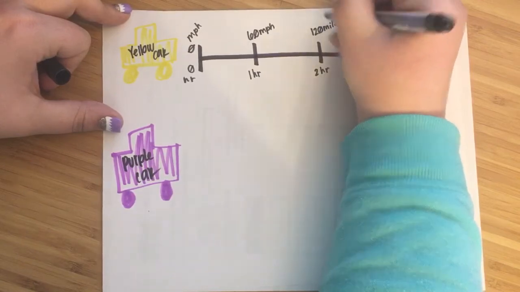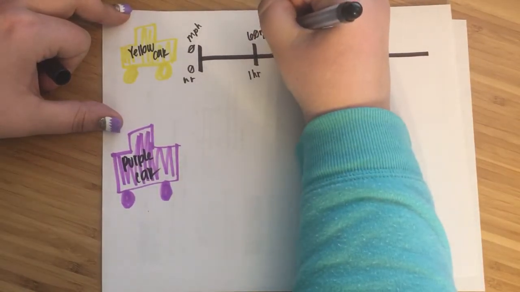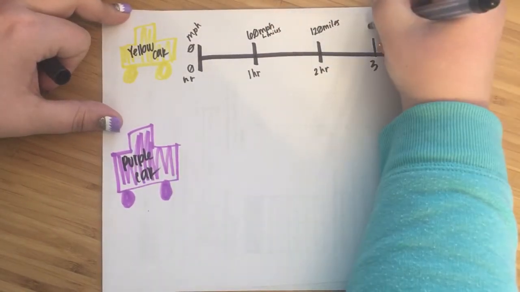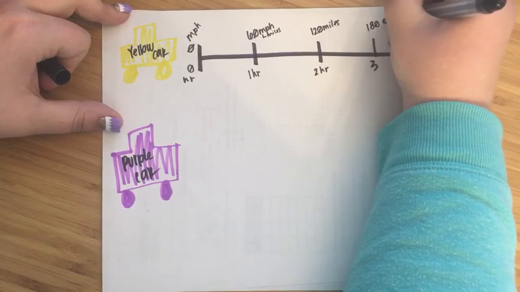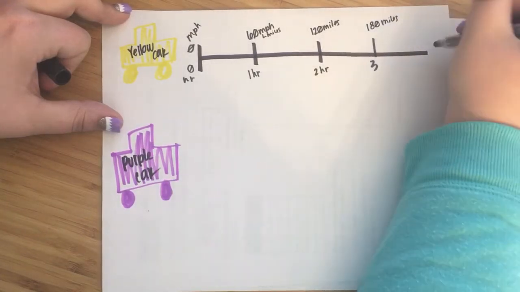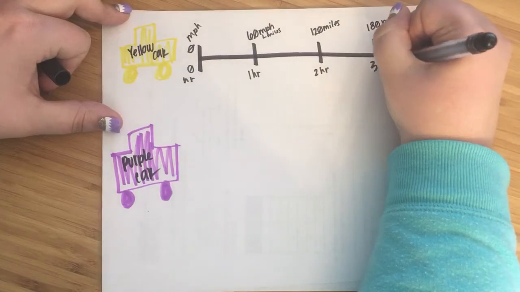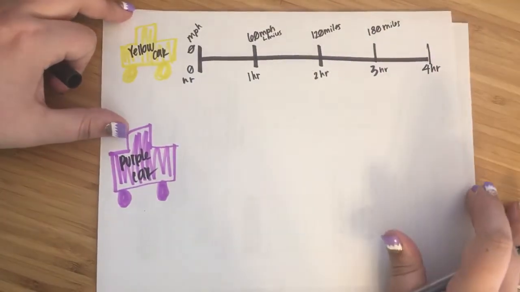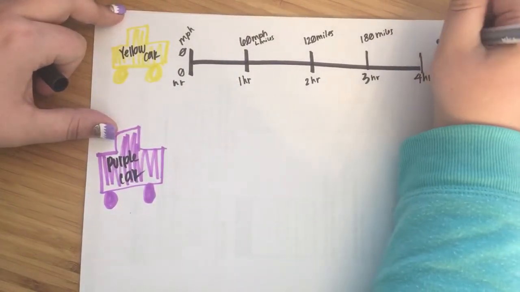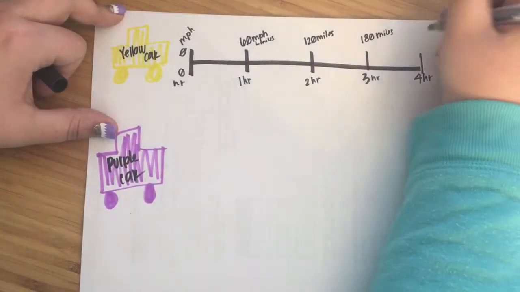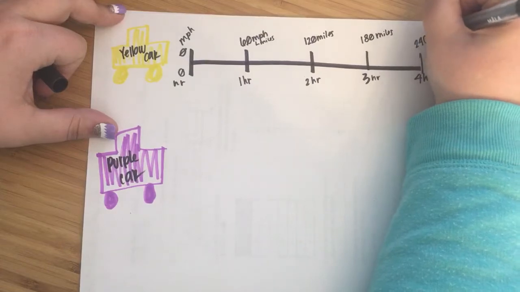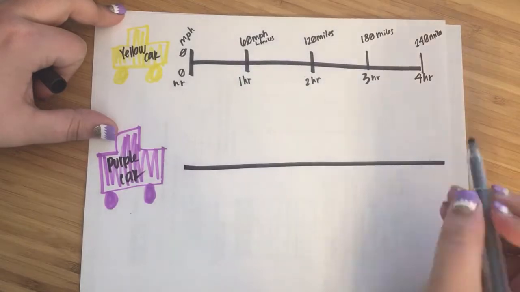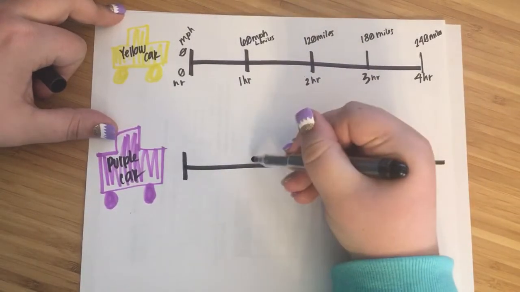So after 2 hours, the car will have gone 120 miles. This is keeping a constant speed of that. After 3 hours, the car will have gone 180 miles. This is without anything stopping it. There's nothing, no stoplights, no crazy other cars, either way. So after 4 hours, the car has now gone 240 miles non-stop.